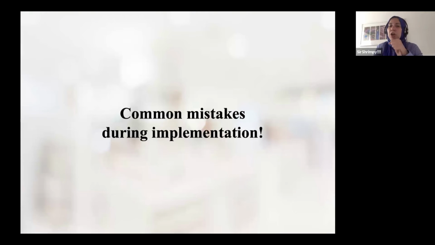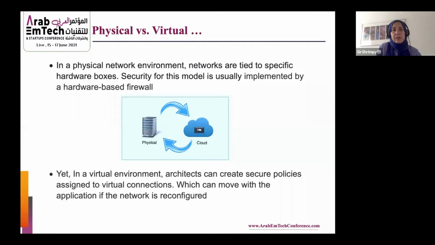Let's see together some common mistakes while we are implementing microsegmentation. Why? Because if we learn from others' mistakes, it will be a lesson learned for us on how to build our strategy to utilize microsegmentation. In a physical network environment, the network is tied to specific hardware boxes. Security for this model is usually implemented on a hardware-based firewall. Yet in the virtual environment, architects can create secure policies assigned to a virtual connection, which can move with the application if the network is reconfigured.